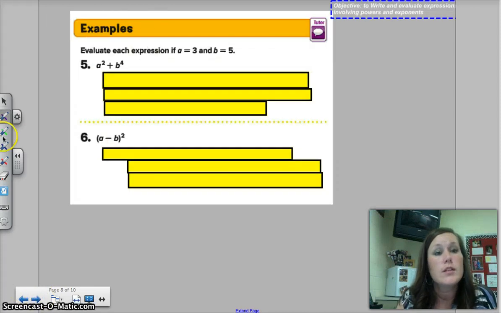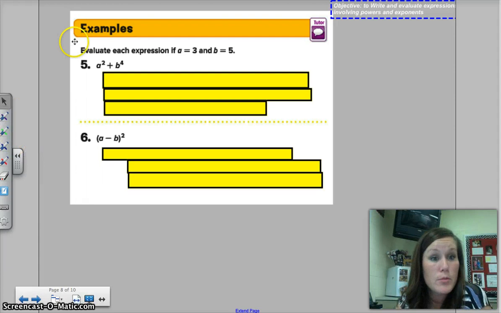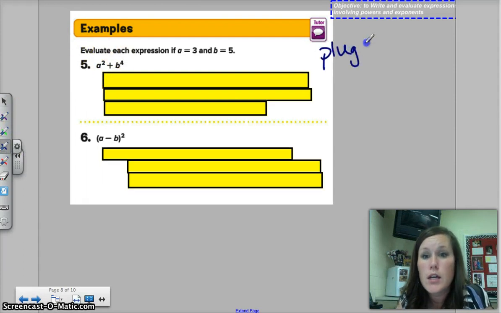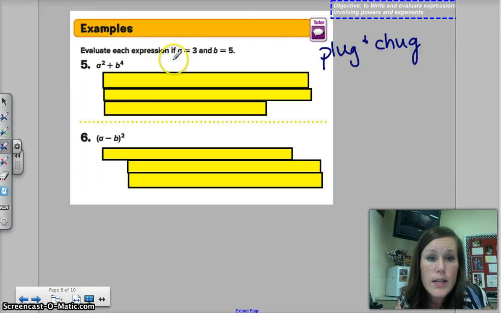Okay, let's look at evaluating expressions if we have variables in them. A squared plus B squared. Guys, we are going to plug and chug. Plug in. Anytime you see an A, instead of having an A there, you're going to put a 3. Anytime you see a B, you're going to put a 5.